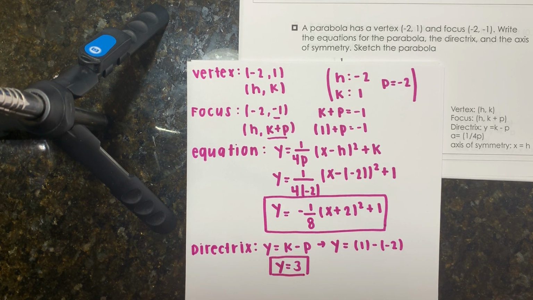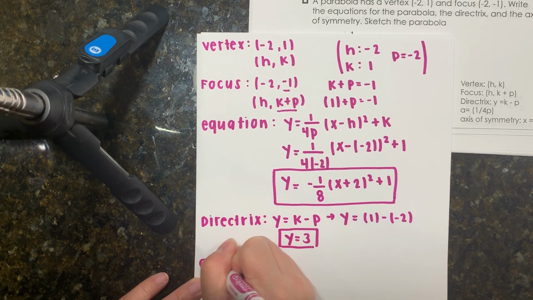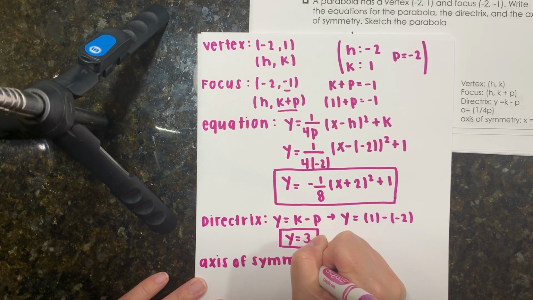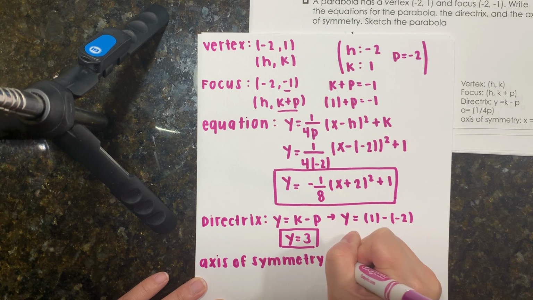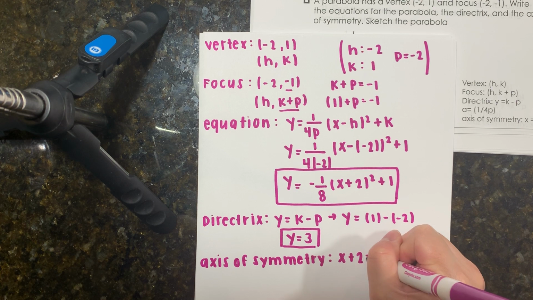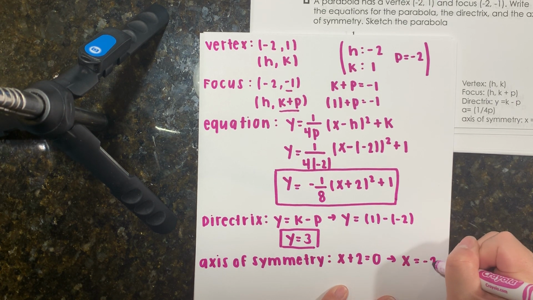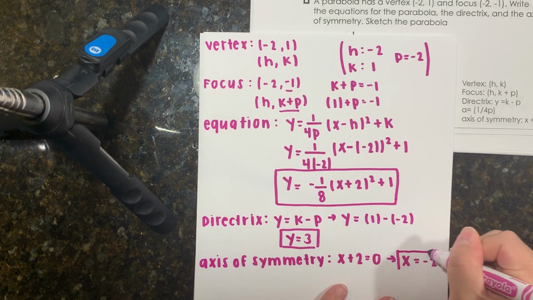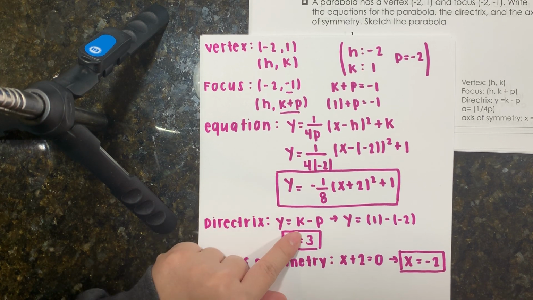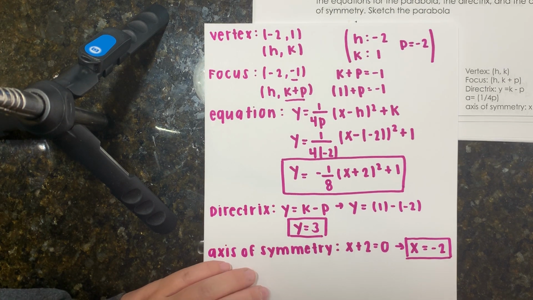directrix. And then my axis of symmetry is last. Axis of symmetry you can actually just get from your equation, because remember you just set this x plus 2 equal to 0, which gives me an axis of symmetry at x is equal to -2. So far I have 3 answers. I have my equation of the parabola, I have my equation of the directrix, and I have my axis of symmetry. Now I need to sketch the parabola.